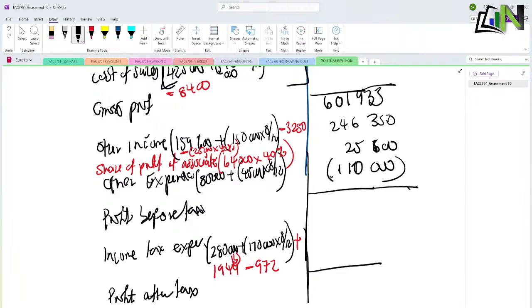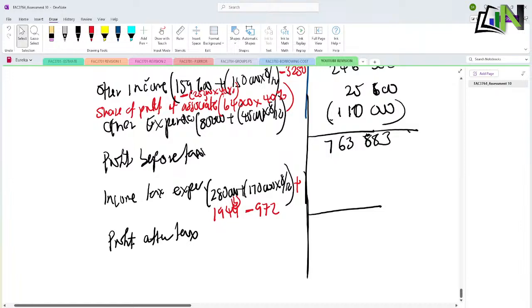So I'll then calculate my profit before tax. 601,933 plus 246,350 plus 25,600. Then minus 110,000. So my profit before tax is 763,883. Right, then we also totalize the income tax.